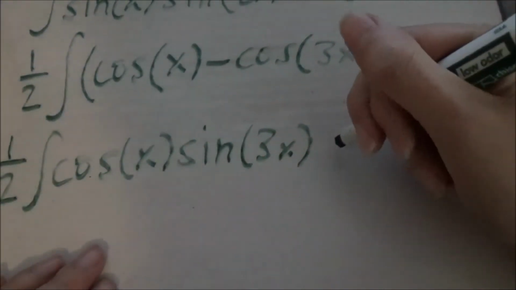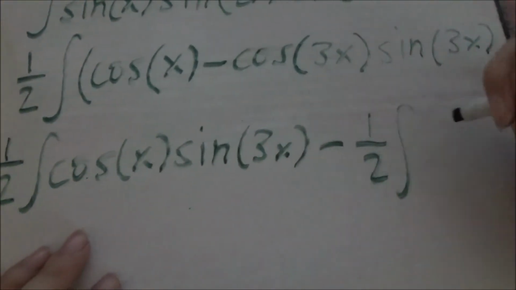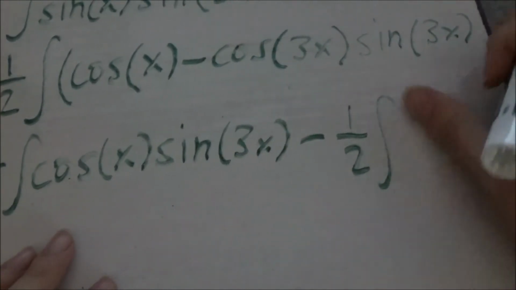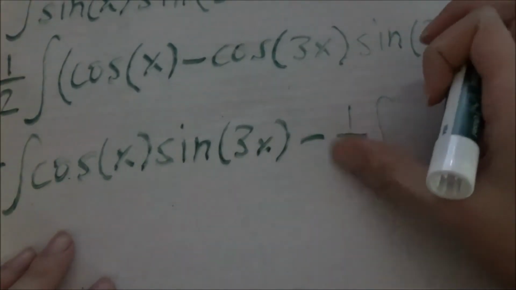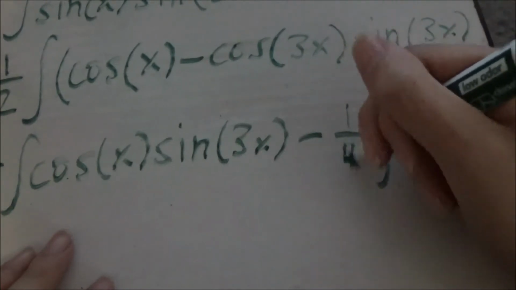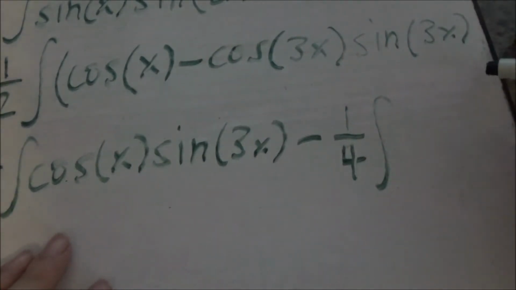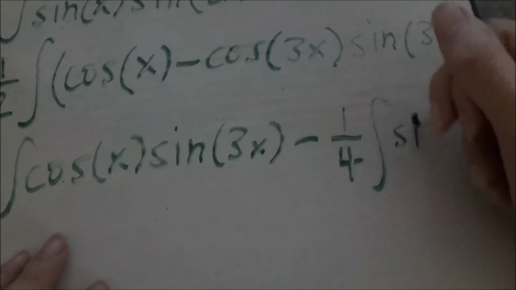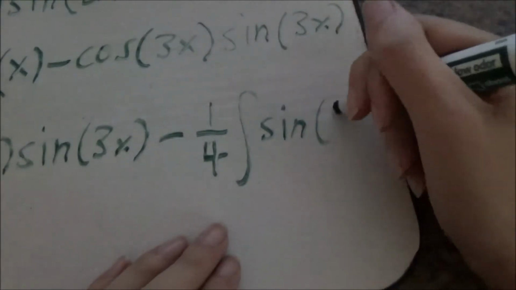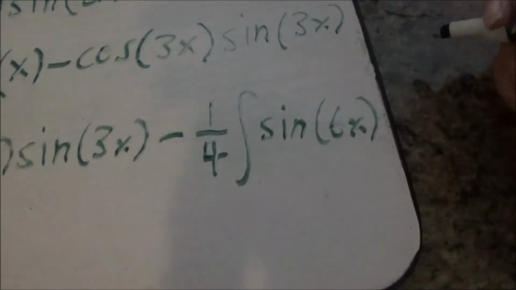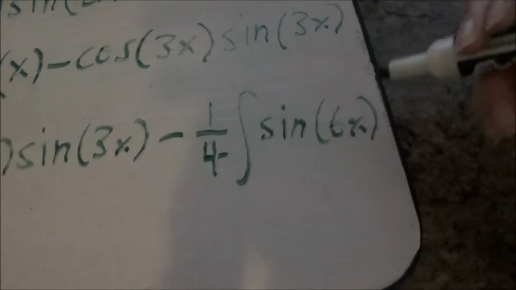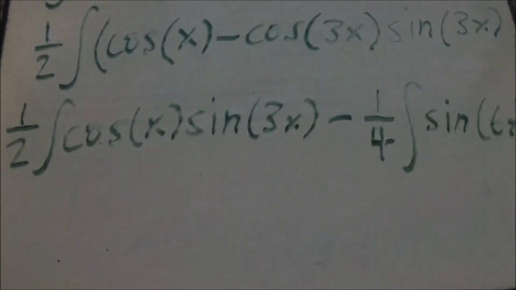And then I have minus a half of sine. What I could actually do is half of 2, that's going to be sine 6x. Let's see if that's right. Yeah, should be. Now we have to deal with this one here.